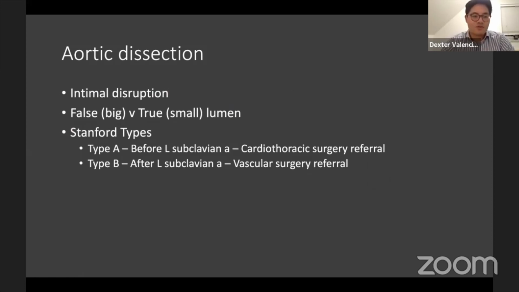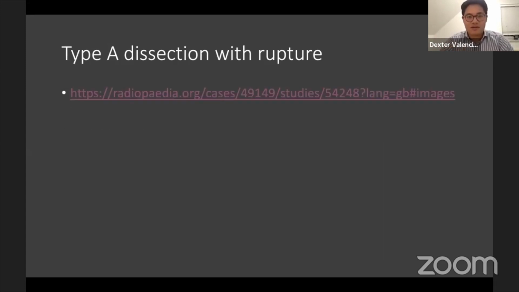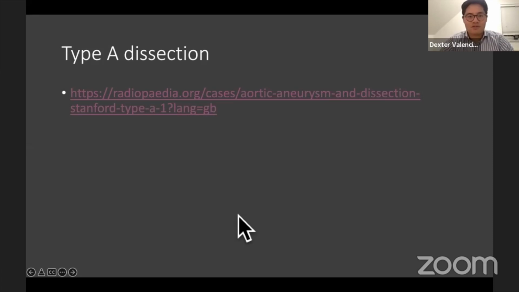So again, we've talked about intimal disruption, false and true lumens. Those are some of the terms we'd use. Stanford types, so A and B. A goes to cardiothoracic surgery. Type B will go to vascular surgery, and I'll explain that in a moment.